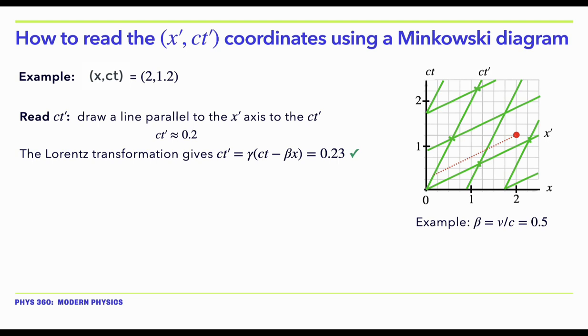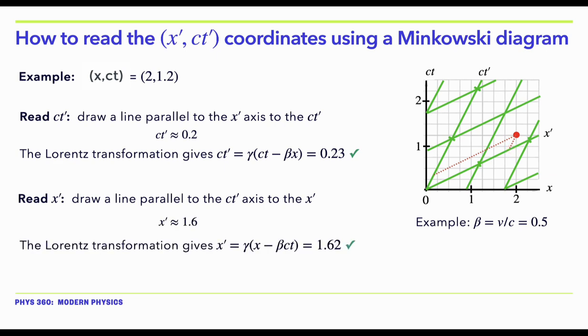If you use the Lorentz transformation and plug in CT equals 1.2 and X equals 2, then you get 0.23. So we were pretty close in our estimation. Same if you want to read off what the X prime value is, you draw a line parallel to the CT prime axis until you run into the X prime axis and again try to read it off. So here's 1, there's 2, so maybe you're at 1.6. And if you actually did the math, plugged it into the Lorentz transformation, it would be 1.62. So again, pretty close.